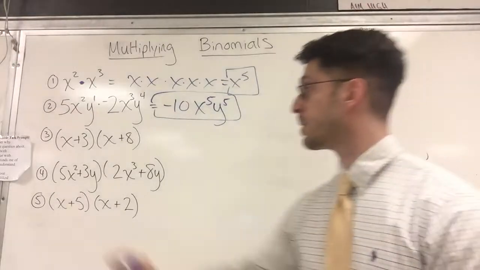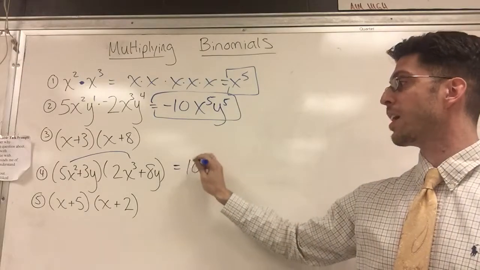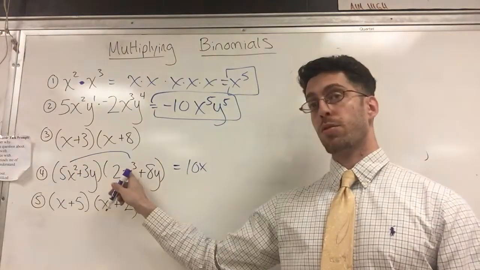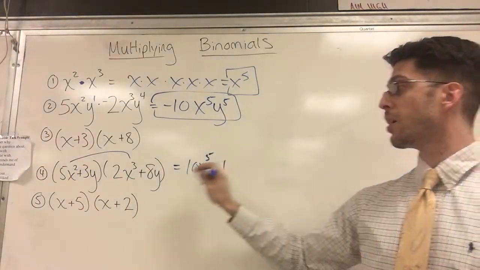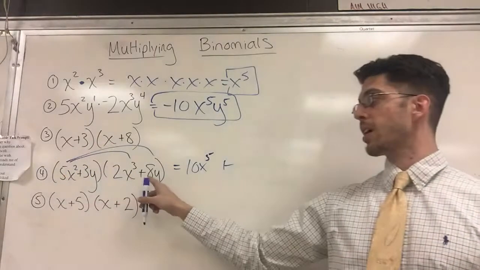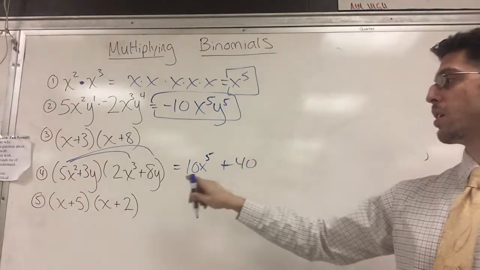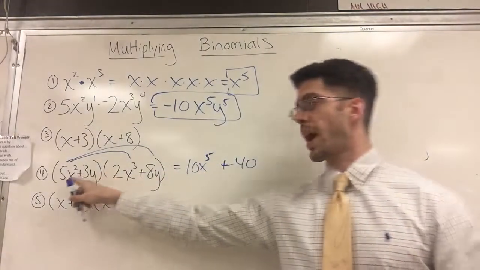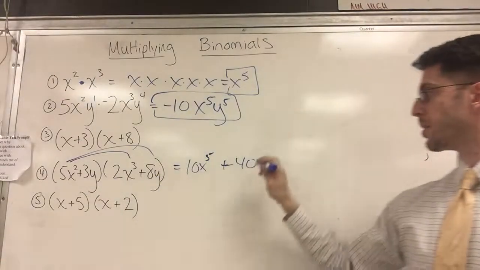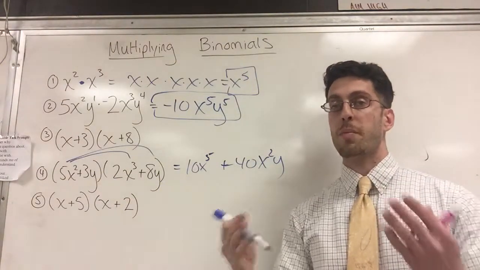So number 4, 5x squared times 2x to the third, 10x. 2 plus 3 is 5 to the 5th. Plus 5x squared times 8y, what is that? 40x squared times y. X squared times y. There's nothing I can do with the exponents because there's no common base.